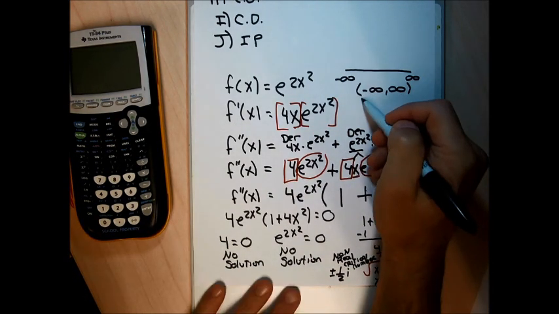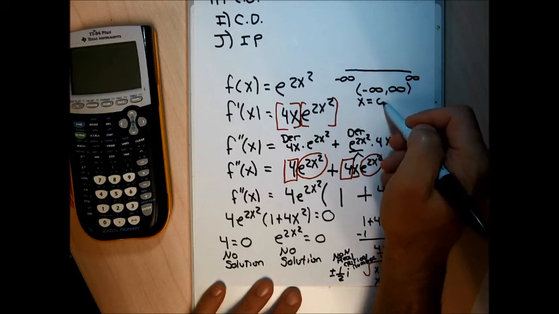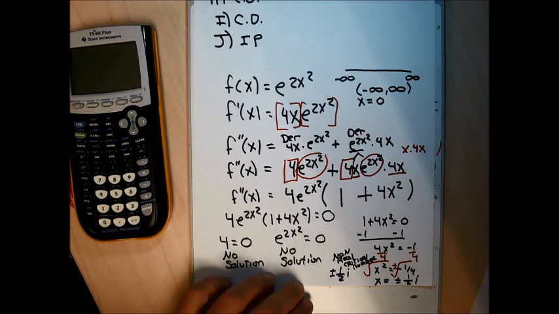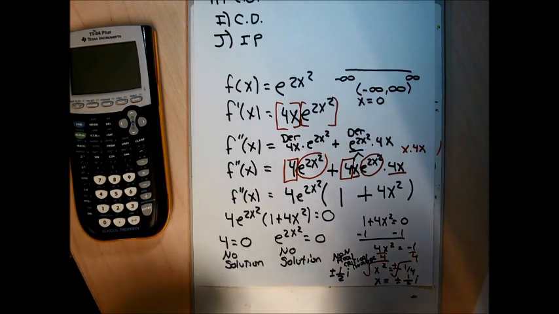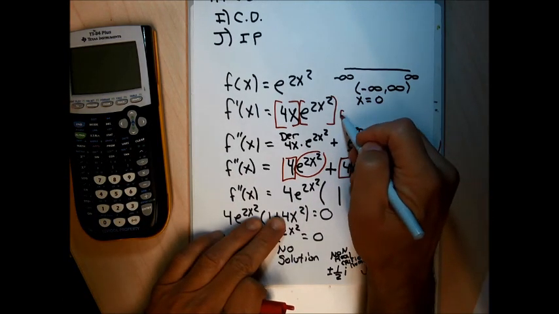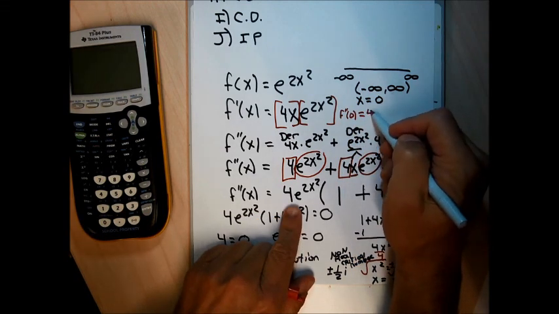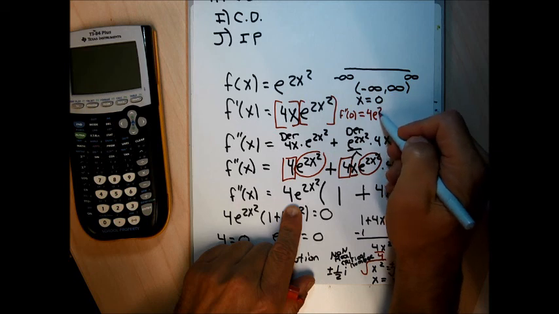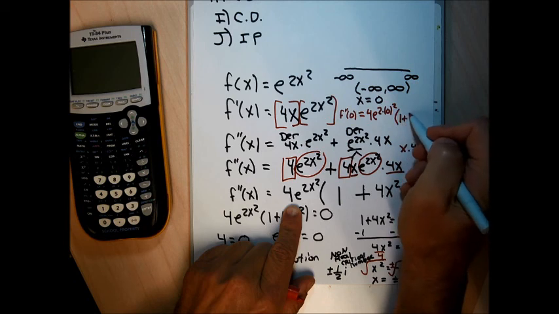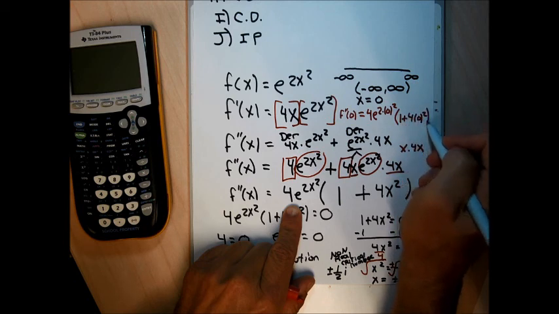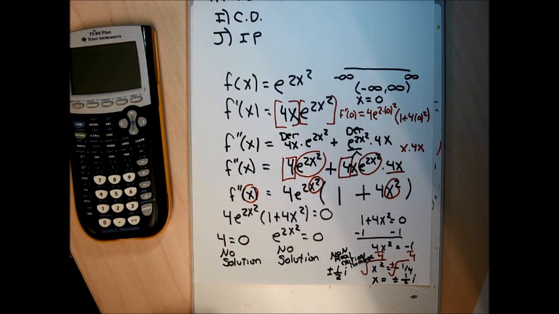I need to, into my second derivative, plug a number. I can pick any number, and I'm going to pick 0. And I'm going to do f double prime of 0, and that's disgusting, but I'll write it. I'll try to squeeze it in here. f double prime of 0, and f double prime is 4 times e to the 2x squared times 1 plus 4x squared. That's just taking that x, and that x, and plugging my 0 in.